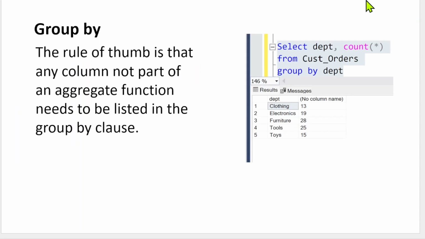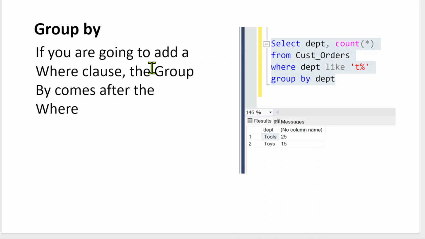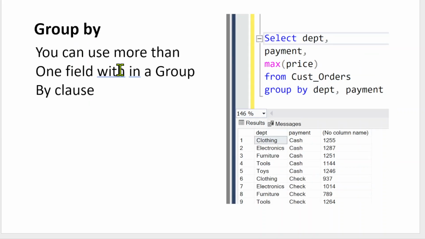So again, as we said, rule of thumb: any column not part of the aggregate function needs to be listed in the group by, and the group by goes at the end. If you're going to add a where clause, it goes after the from, before the group by. And this order is very important to keep in mind in SQL, because that's what fails a lot of times. And you can use more than one field in a group by clause, just like I did. And then I also showed you how you can put your order by. Remember, the order by goes at the end.